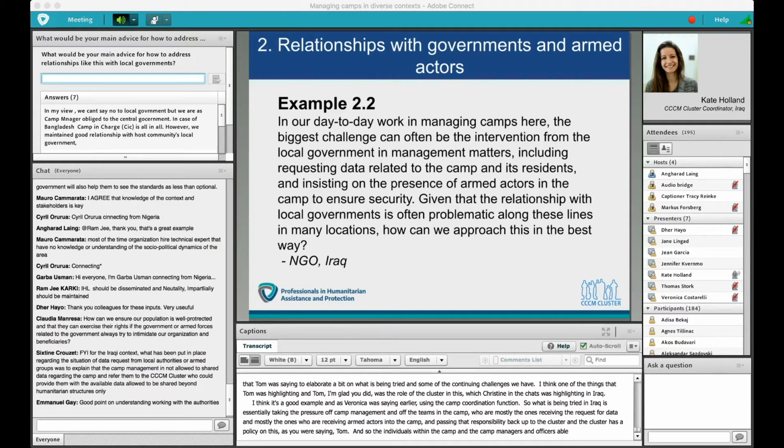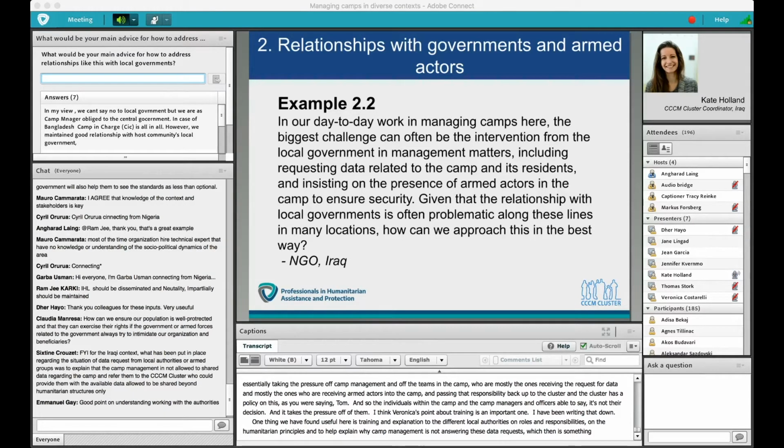I think Veronica's point earlier about training is also a really important one, and I've been writing that down. One thing we have found useful here is training and explanation to the different local authorities on roles and responsibilities, on the humanitarian principles, to help explain why camp management is not answering these data requests, which then is something that we can refer back to again and again.